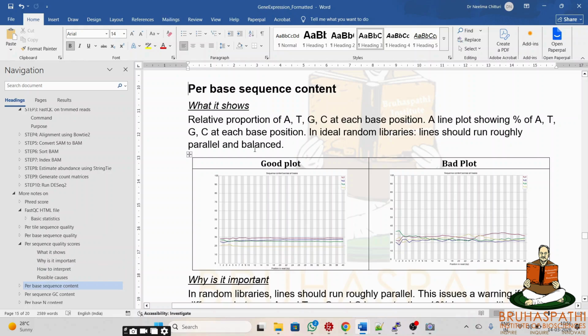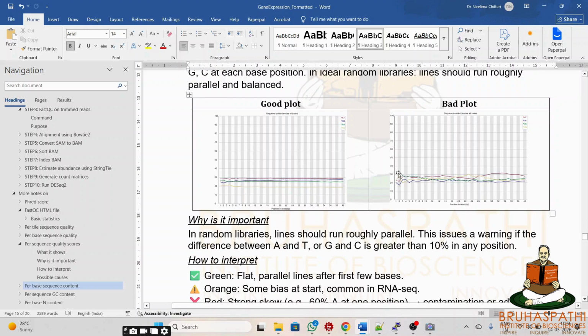Per base sequence content, this is what we have discussed in our analysis before. This is a good graph where all the lines more or less are parallel, and this is a bad graph which indicates that there is a strong deviation of the bases ATGC across the length of the reads.